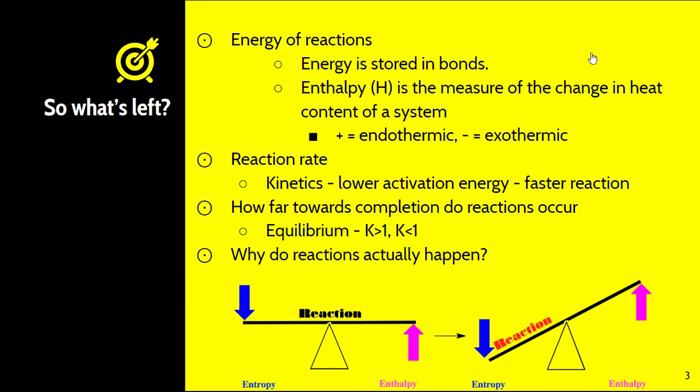We've talked about reaction rate, that is the speed of chemical reactions. We've talked about kinetics, you know, lower activation energy, faster reactions. We've talked about reaction rates in regards to concentration and things like that. How far towards completion do reactions occur? We know about equilibrium. If K is greater than 1, then the reaction proceeds towards the products. If it is less than 1, then it proceeds towards the reactants. But the last step of all of this is, why do reactions actually happen? And that has to do a lot with the quantities of enthalpy, entropy, and what we'll soon find out is Gibbs free energy.